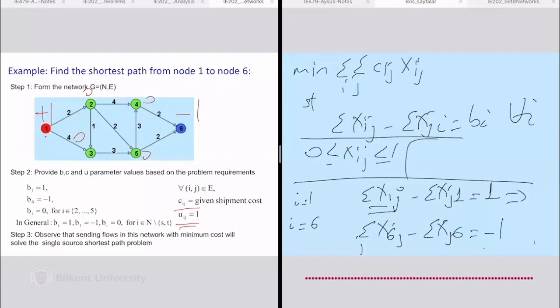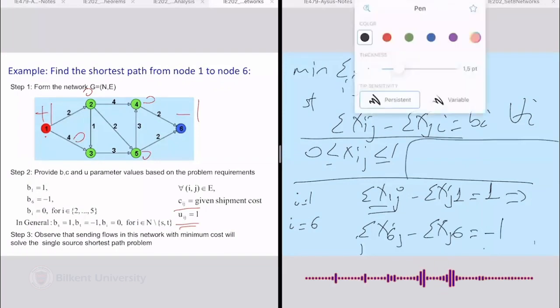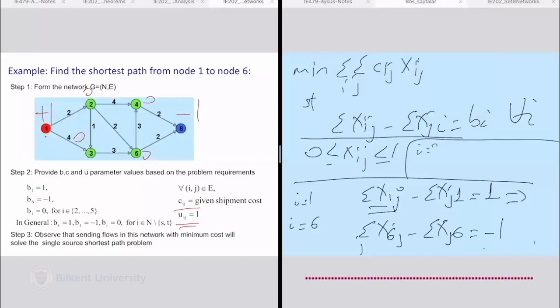let me write it here with a different color. For i from 2 to 5, let's say for 2, x2j minus xj2 equals 0. Anybody into 2 will be out. Anybody into 3 will be out. So you will write 5 of these. So at the end, you will write 6 constraints for your flow balance.